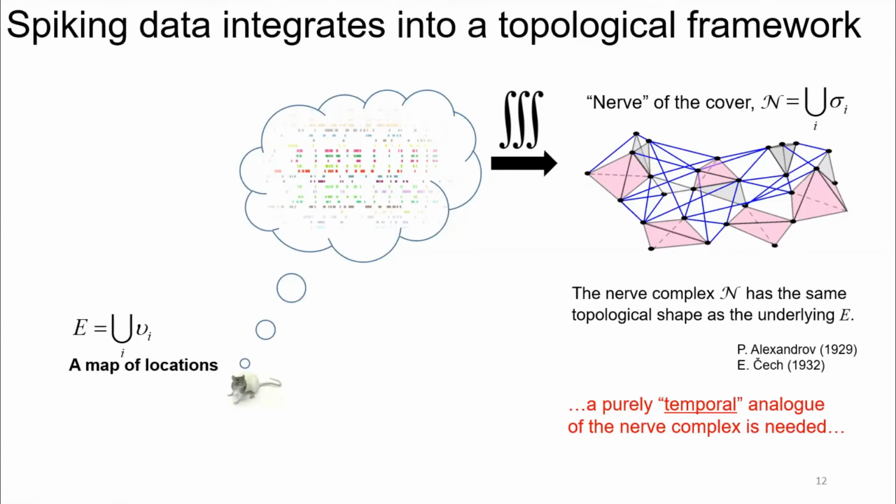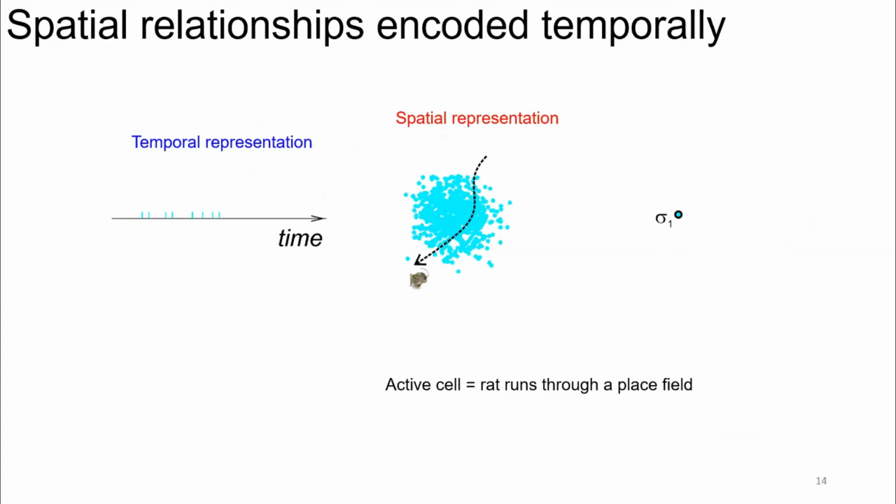And in fact, this kind of construction is easy to do, because if you think about this, imagine we are observing the spiking activity of a cell. What it means is that at that moment, the rat is passing through a place field, essentially, right? And we agreed that we're representing a place field by a vertex. So now I can think of either this temporal representation or spatial representation, and I can represent each one of them by a simplex.